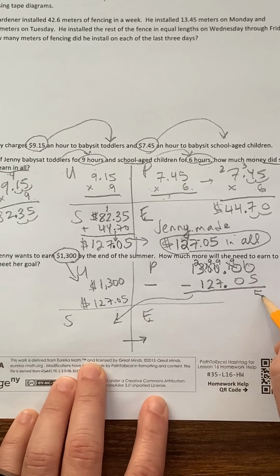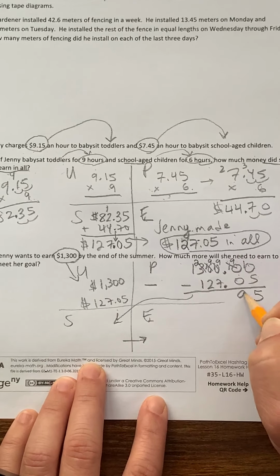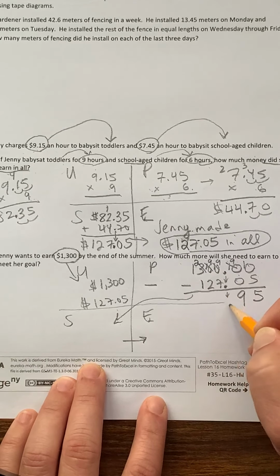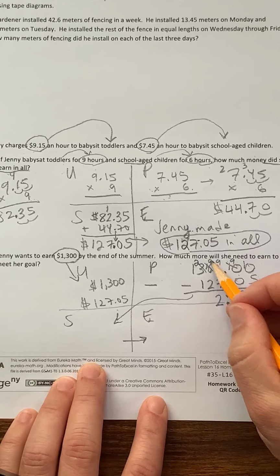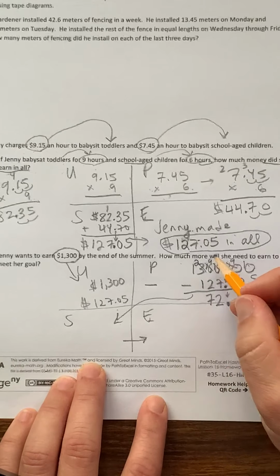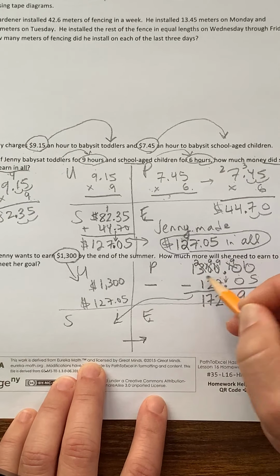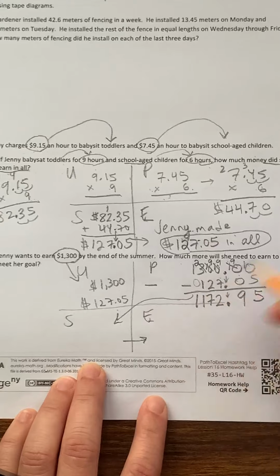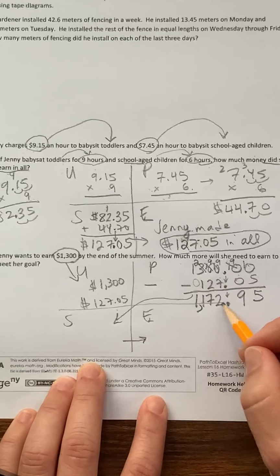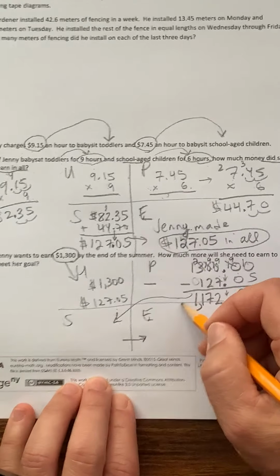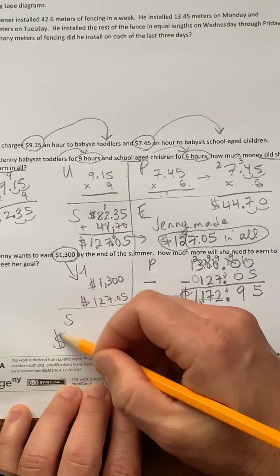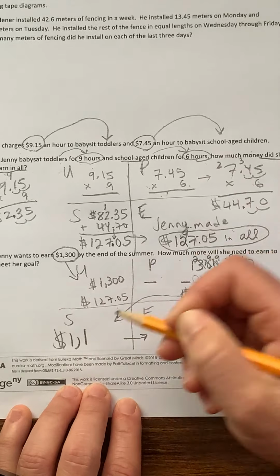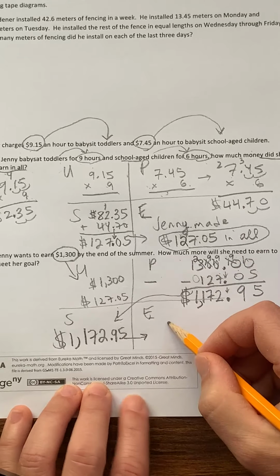10 minus 5 is 5. 9 minus 0 is 9. Bring straight down the decimal. 9 minus 7 is 2. 9 minus 2 is 7. 2 minus 1 is 1. And 1 minus 0 is 1. Put in your comma after every 3. This is money, so add your dollar sign. Okay, so we just solved it. $1,172.95. Now we need to explain it in a sentence.